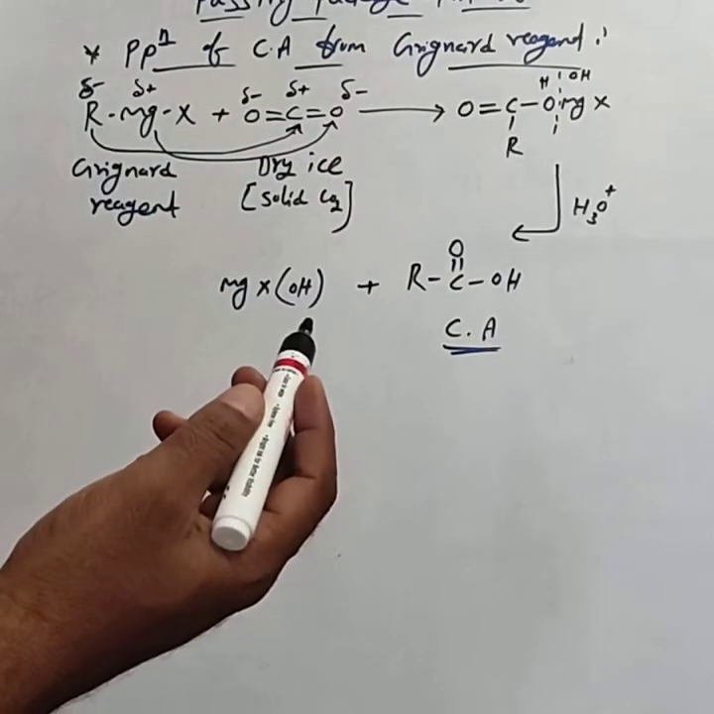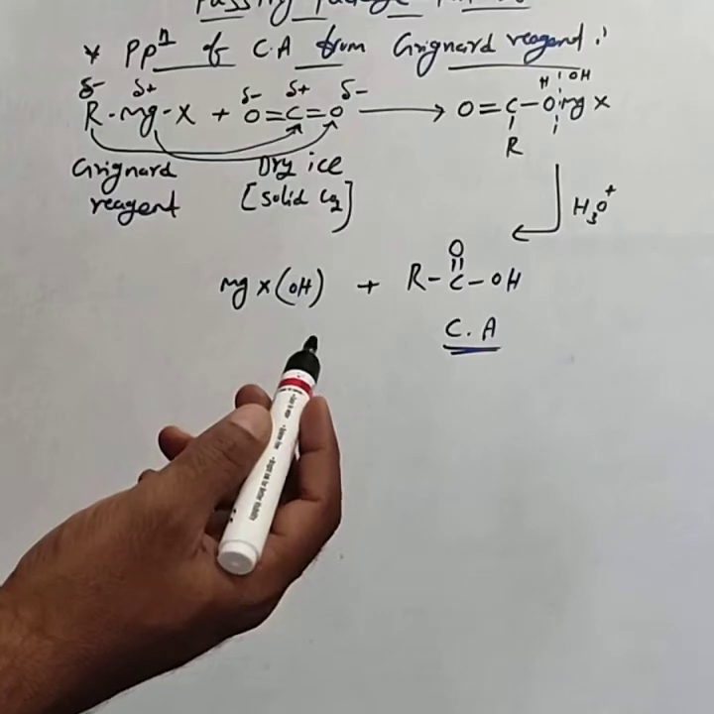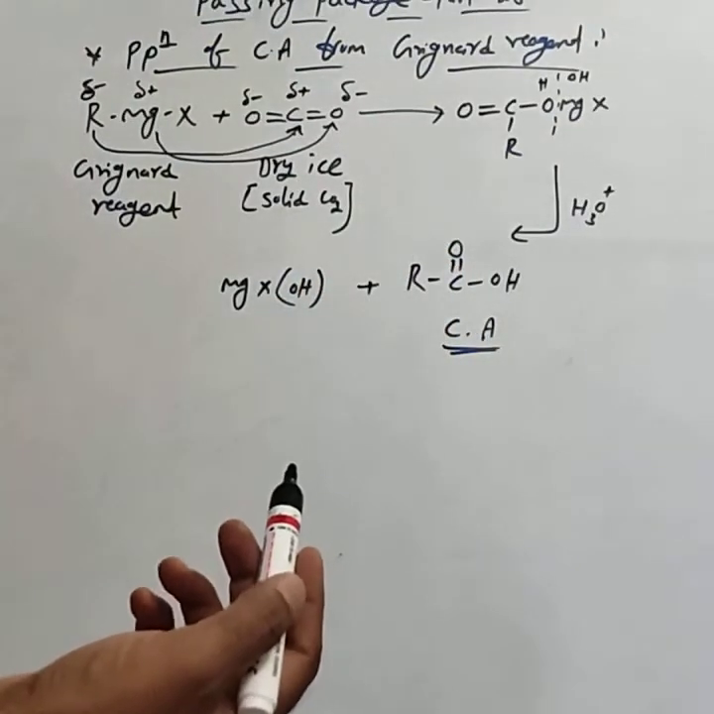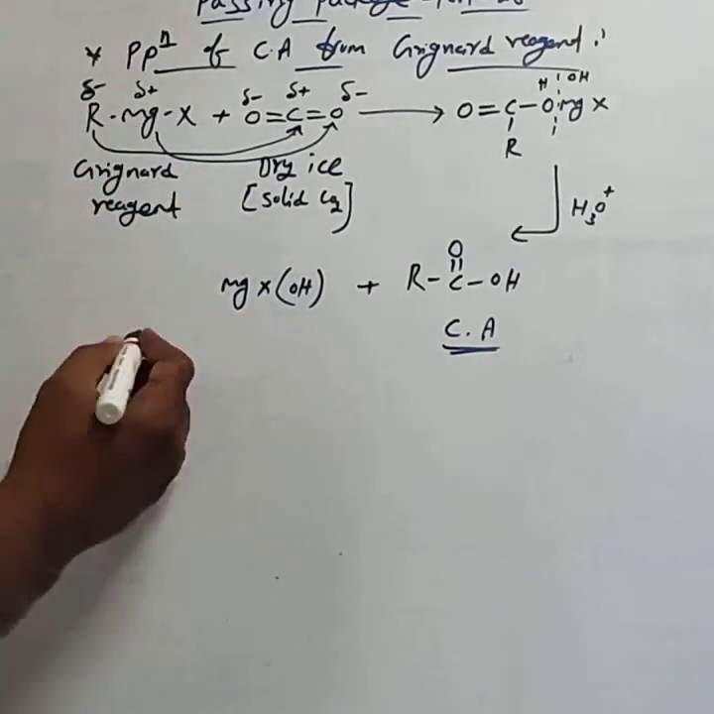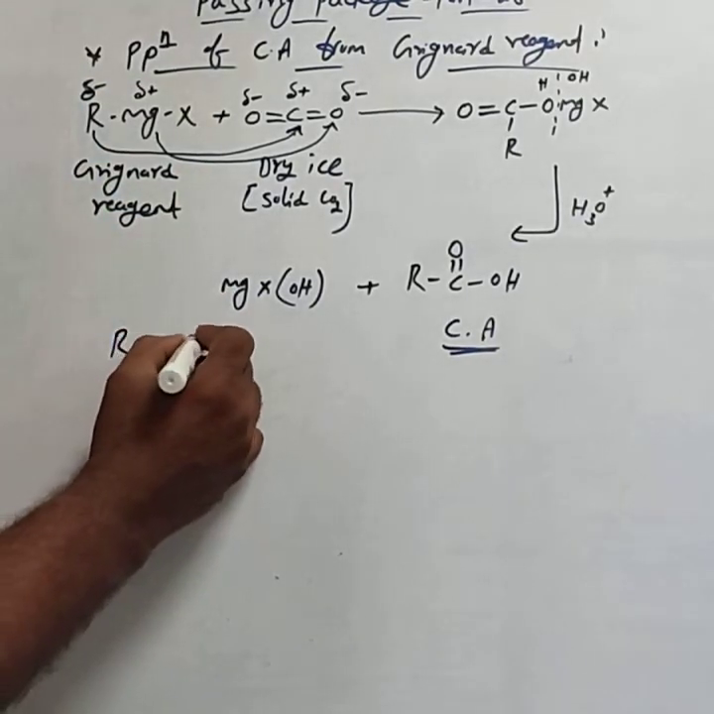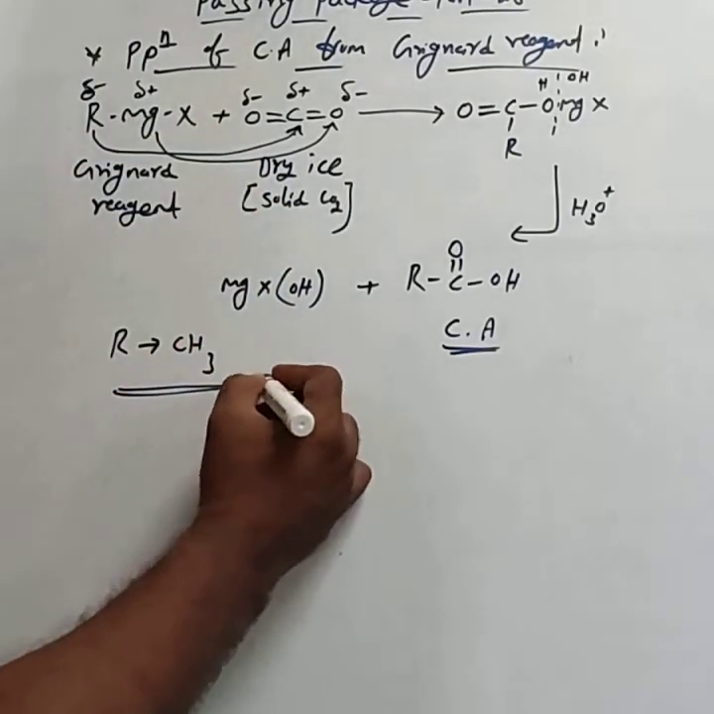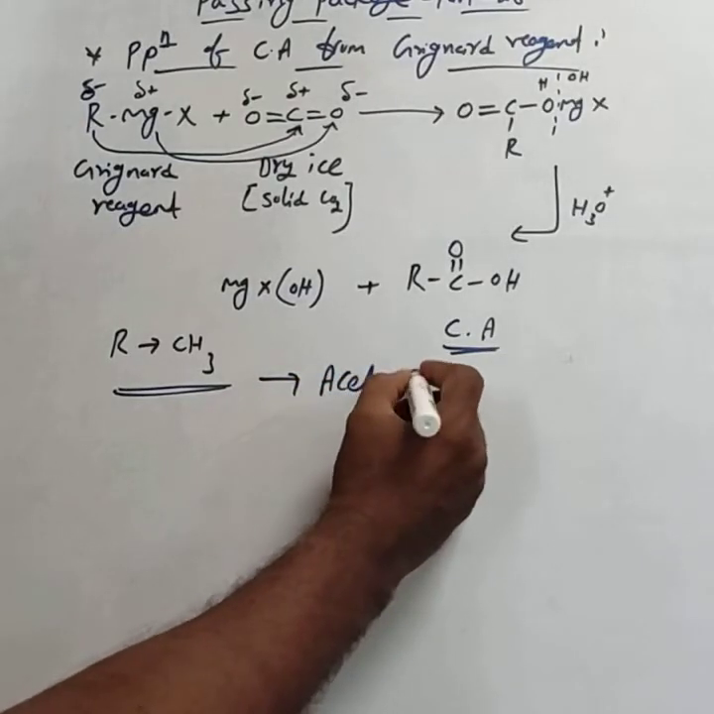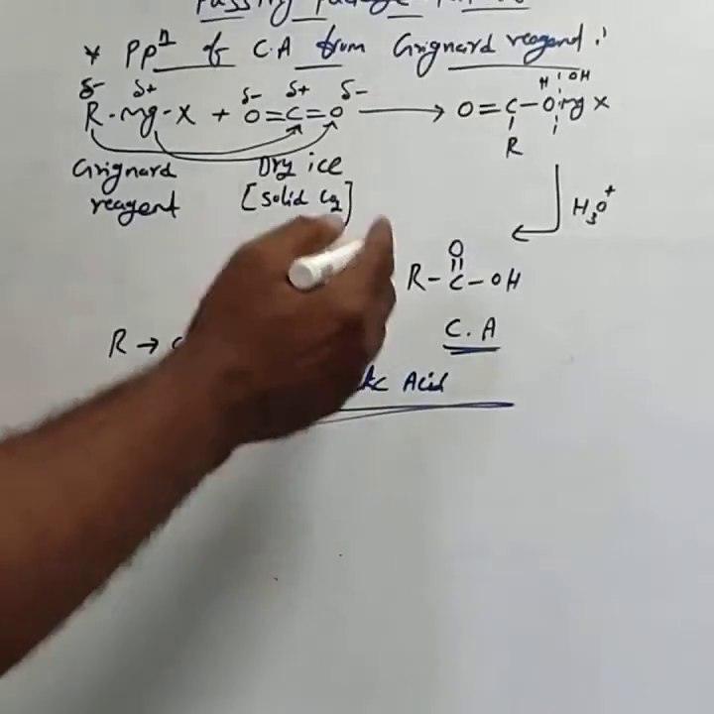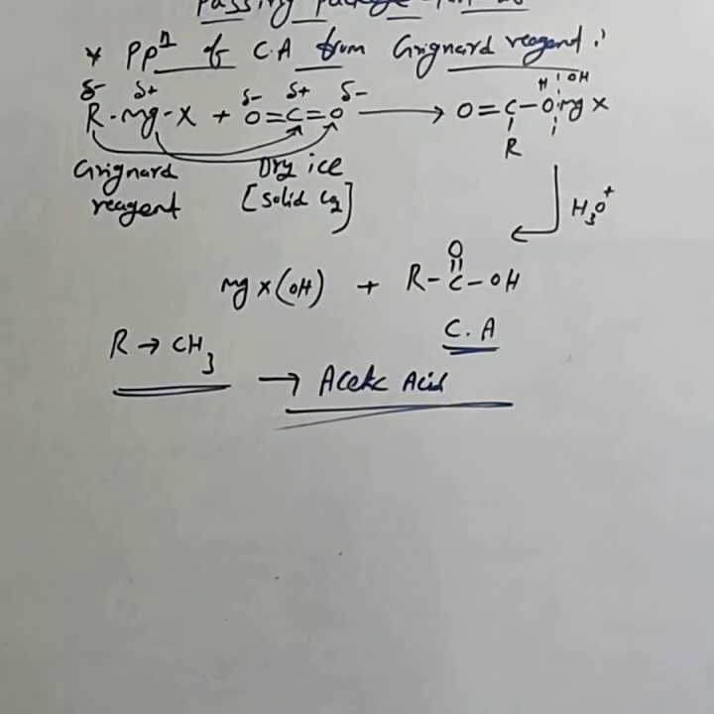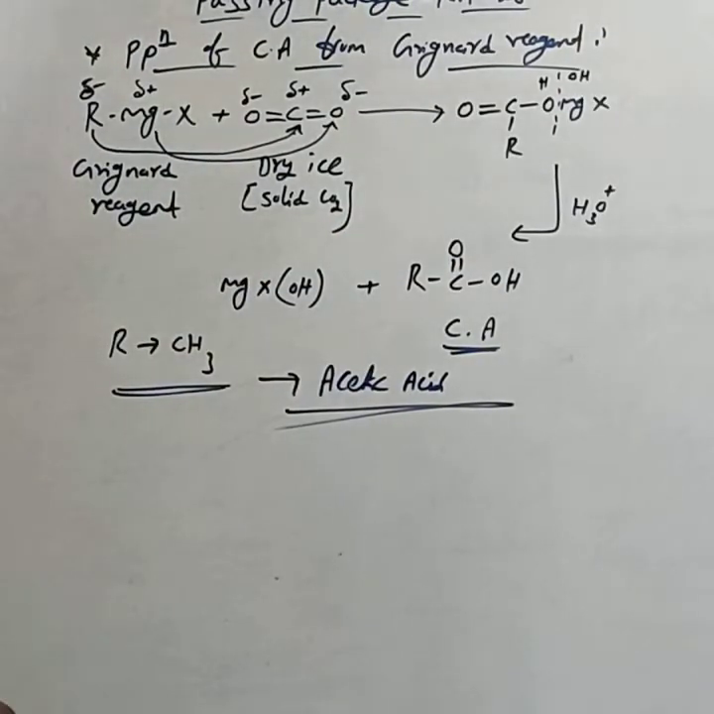In your exam, if they ask you to explain the preparation of acetic acid from Grignard reagent, then you consider the R group as CH3. If R equals CH3, then we get acetic acid. You practice it yourself. This is about the preparation of carboxylic acid from Grignard reagent. Note it down as it is and practice the reaction.